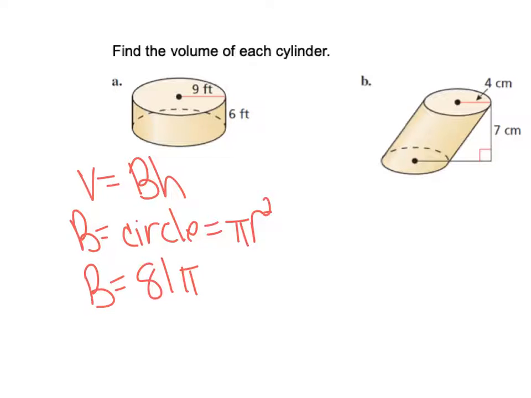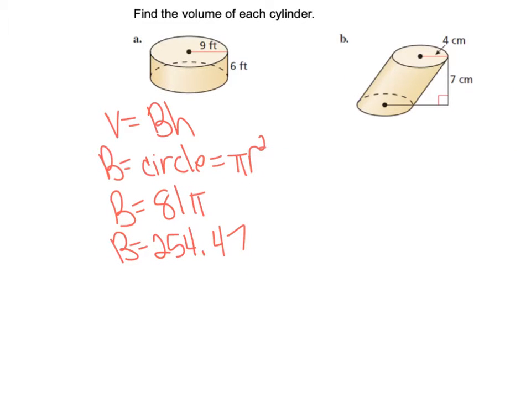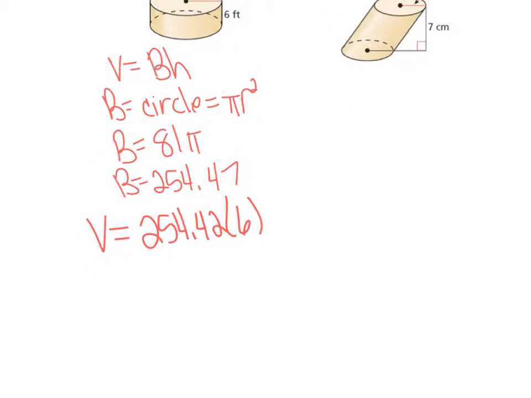Okay, which is 254.47. So the area of our base is roughly 254. Our volume, we just take the area of the base and multiply it by the height, which is 6. And we get about, let's see here, 1,526.82 feet cubed.